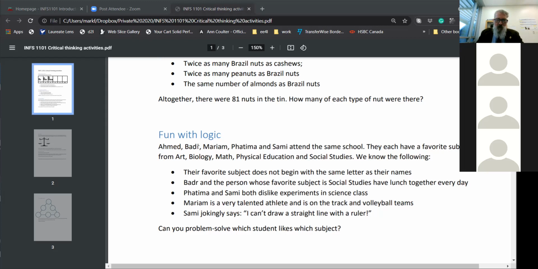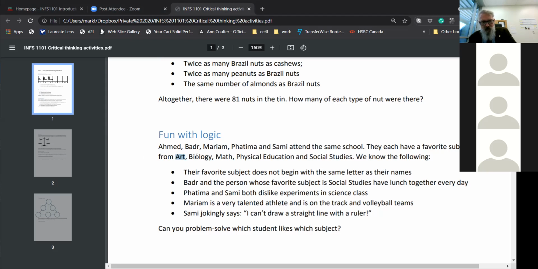All right, so what we've got here is different. I've never seen Fatma spelled like that before. I guessed that what we're trying to do is get the letters of the names of the people to line up with the letters of the names of the subjects. But don't be fooled by that, because what it says here is the favorite subject does not begin with the same letter as their name. So what it wants is the favorite subject of all of these people. Ahmed's favorite subject cannot be art. It's got to be some other one.